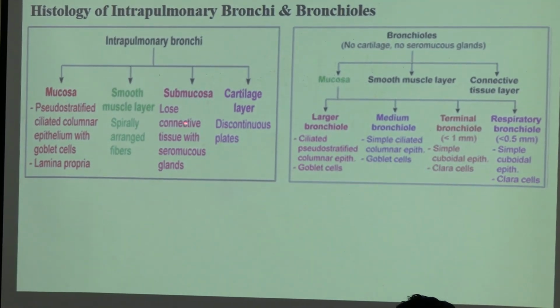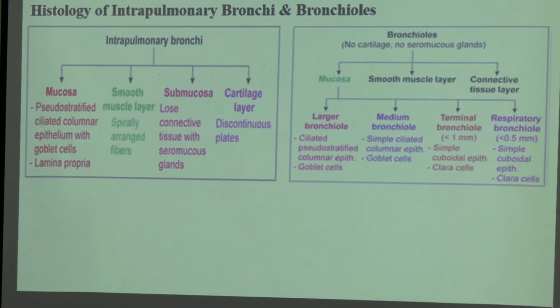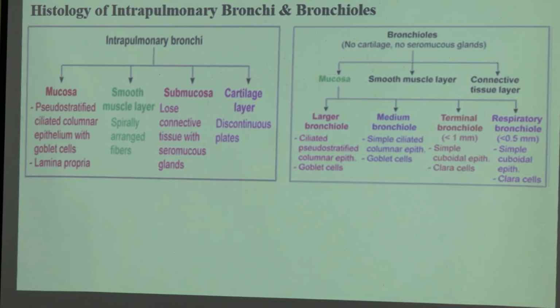Here you can see first the smooth muscle layer is there. After that the submucosal layer, and then lastly we are getting the cartilage. That cartilage is also present in broken plates, not a complete C-shaped ring. So this is the structure of the intrapulmonary bronchi.